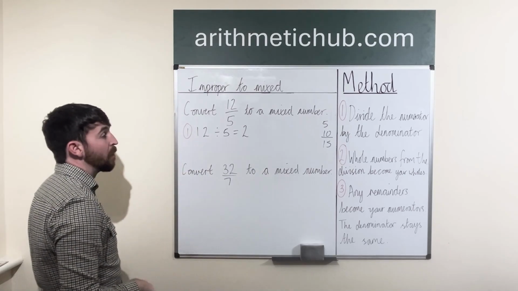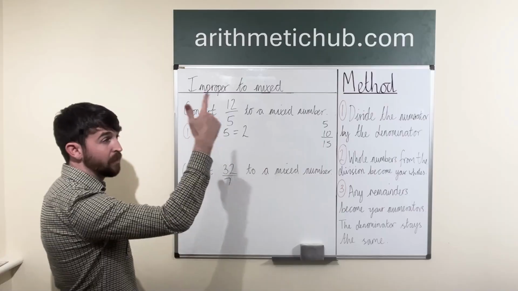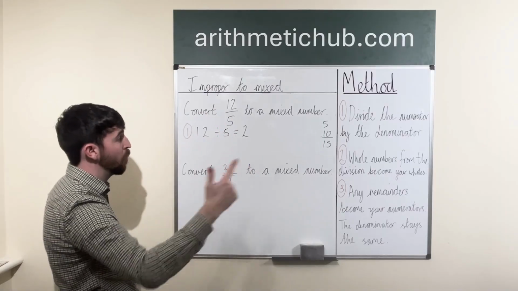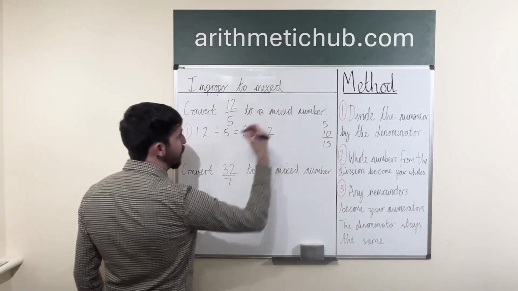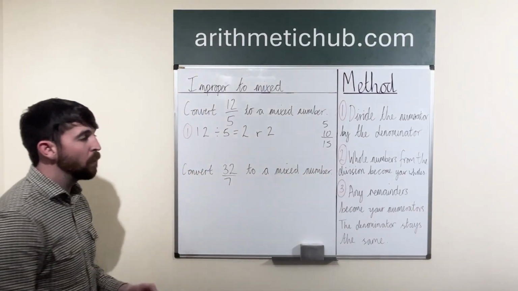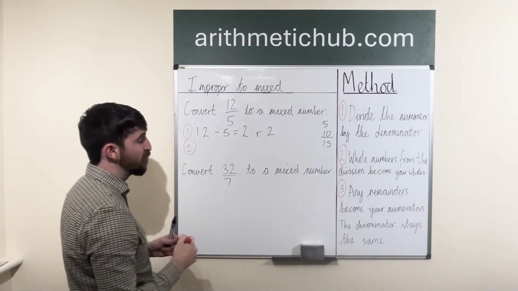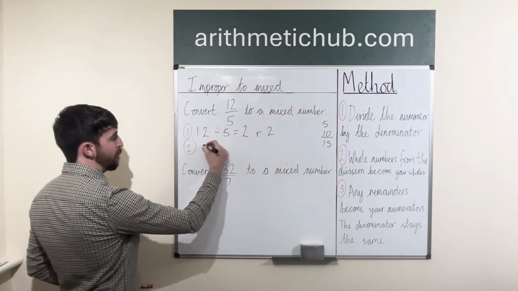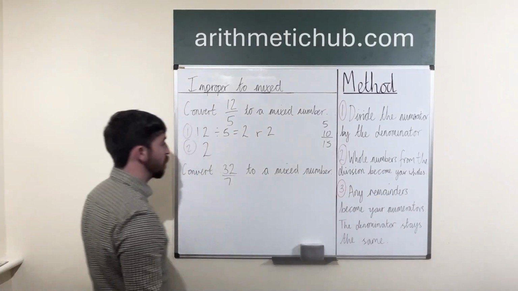And then what we add to 10 to get to 12 is 11, 12. So we're going to add 2 more. So our answer to 12 divided by 5 would be 2, remainder 2. Now let's have a look over here. So the whole numbers from the division, they're going to become your wholes. Okay, so in our mixed number, we are going to have 2 wholes, and then any remainders become your numerators.